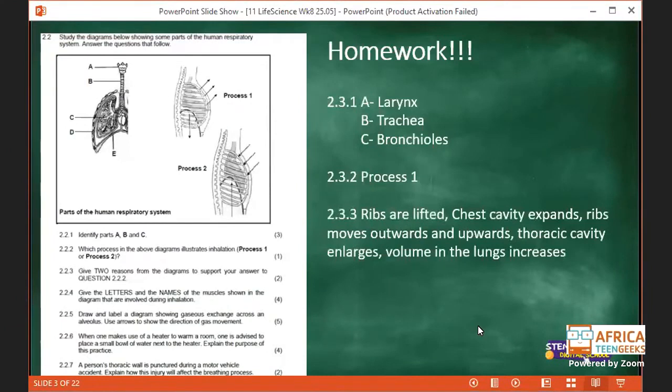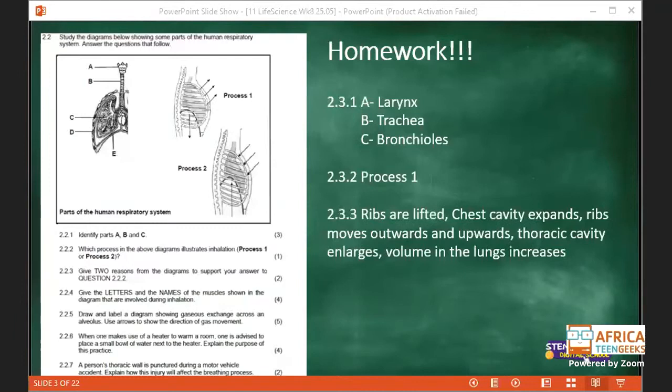And I think Prashani spoke about expansion. If I'm not mistaken, you spoke about the diaphragm expanding. So Prashani, just to note, it is not the diaphragm which expands, it is the chest cavity or your thoracic cavity. The diaphragm contracts and flattens, and then ribs move outwards and upwards. Thoracic cavity enlarges and volume in the lung increases. Hope we are all together. Okay, no problem. Let us move on.